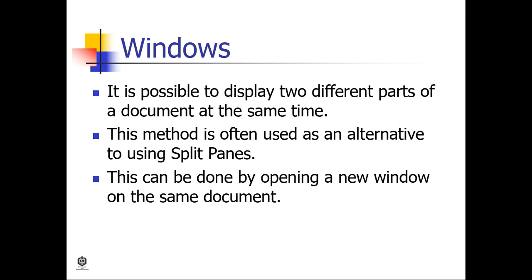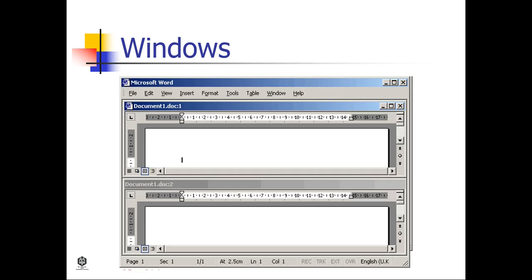How about the windows? Windows. It is possible to display two different parts of a document at the same time. This method is often used as an alternative to using split panes. This can be done by opening a new window on the same document. So here's the example of opening two windows.